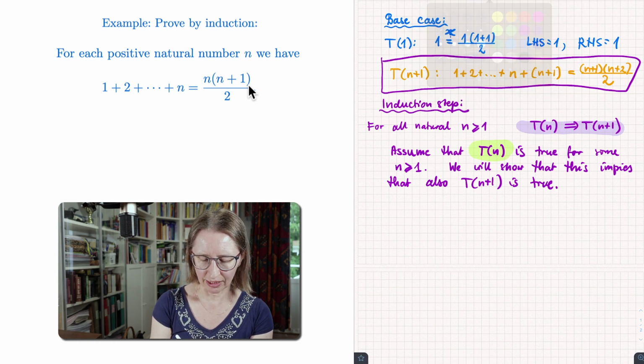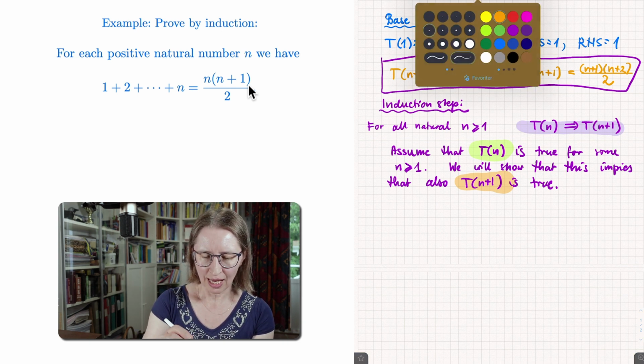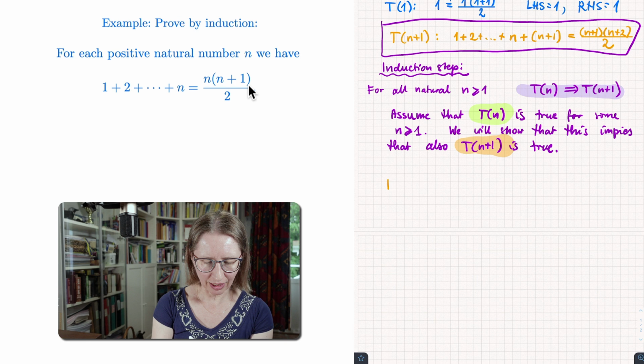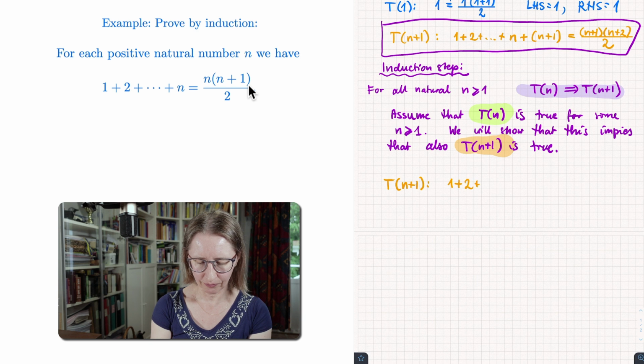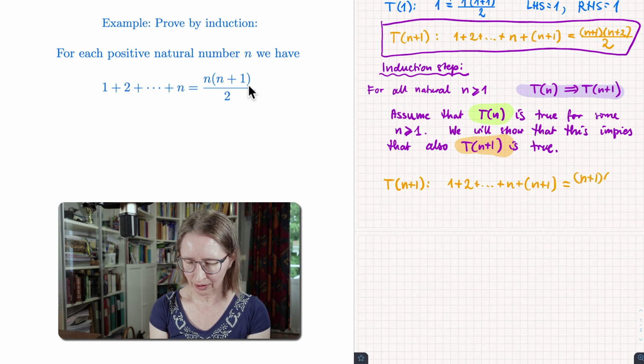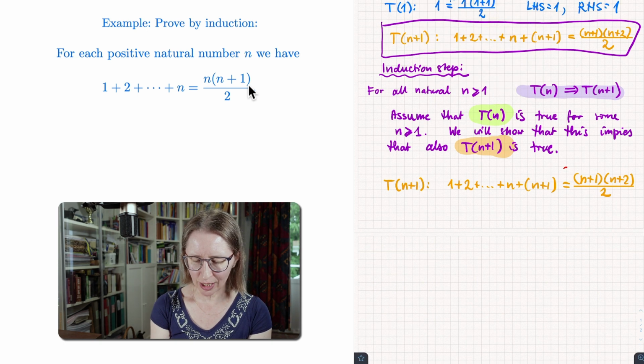And what is t of n plus 1? This is this orange written statement, right? And now, look at this. I will write down one more time t of n plus 1 here. This is the left-hand side of t of n plus 1, and this should be equal to n plus 1, n plus 2 divided by 2. But by now, it is still a question mark. We don't know it yet, right?